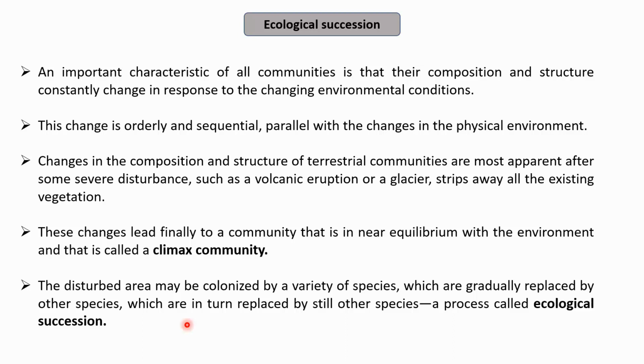Then the next better species come and replace the previous species. This process is known as ecological succession. In ecological succession, the disturbed area may be colonized by a variety of species. These species are gradually, with time, replaced by other species, which in turn are replaced by still other species, and finally leading to a community that is in near equilibrium with the environment, which is known as the climax community.